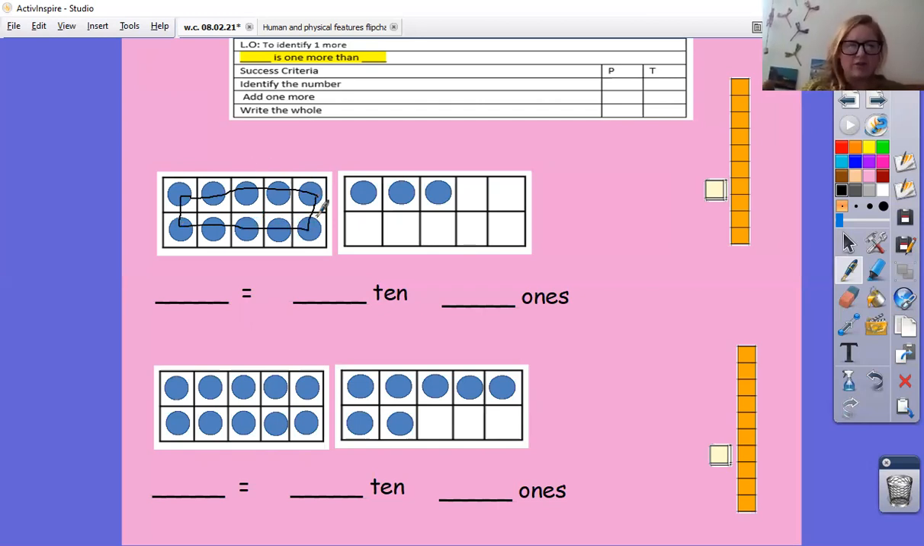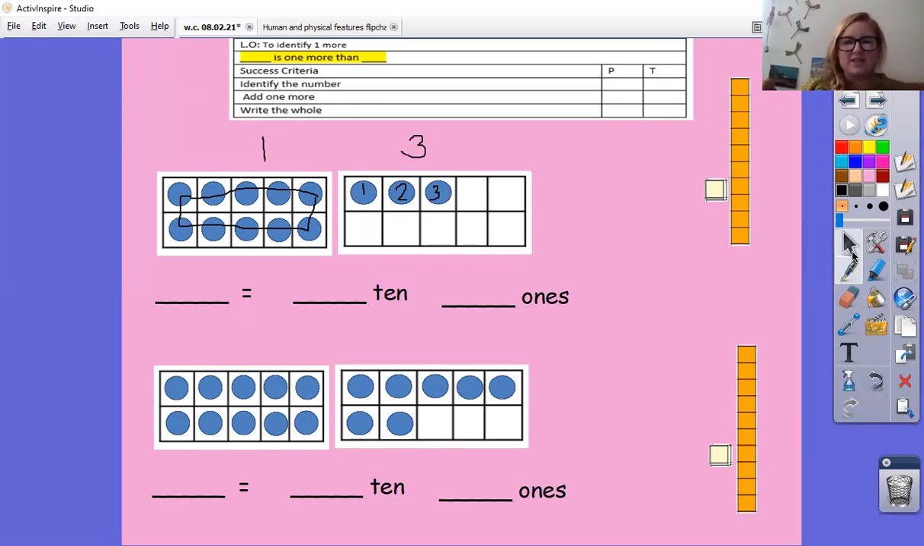Do I have any more full 10s frames? No. So I have one 10. Fantastic. Let's look at my other 10s frame. Is this 10s frame full? No. So this must be my 1s. How many 1s do I have in this 10s frame? I have 1, 2, 3 1s. So I have 1 10 and 3 1s.